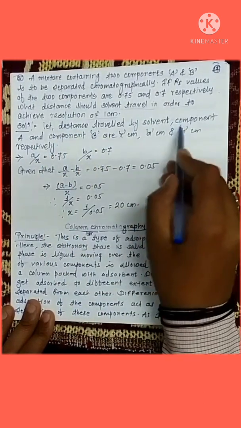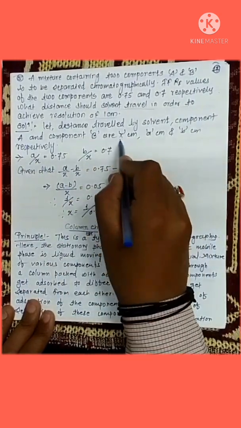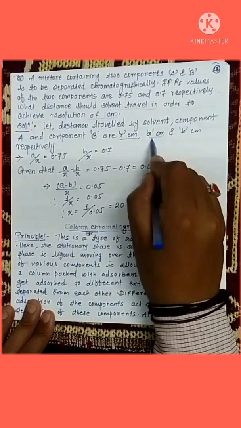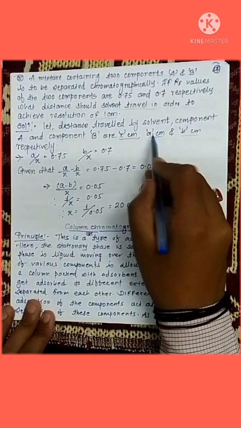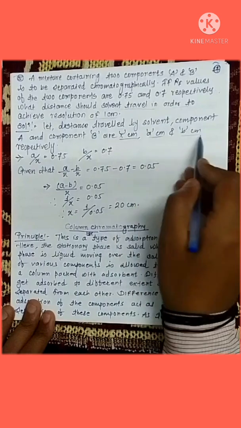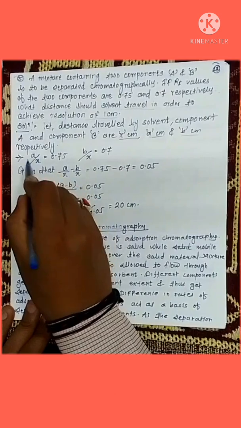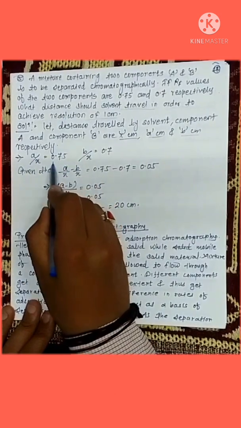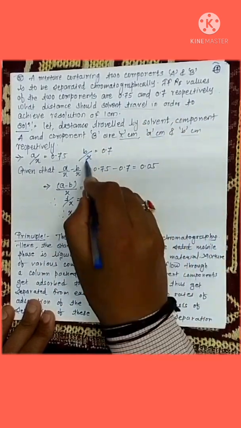So let the distances traveled by the solvent, component A and component B be x centimeter, A centimeter and B centimeter respectively. So the distance traveled by the solvent we consider as x centimeter, by component A as A centimeter, and by component B as small b centimeter. So A by x, that is Rf for component A, is equal to 0.75, which is directly given to you, and B by x is equal to 0.7.